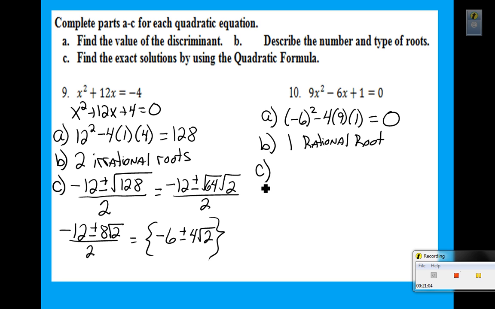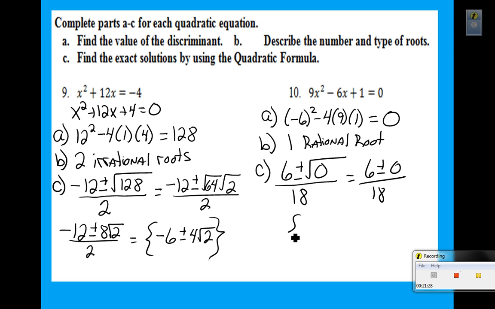So on part C, I'm going to do the quadratic formula. So I'm going to go the opposite of b, 6, plus or minus the square root of b squared minus 4ac, but it's 0, all over 2 times your a value, which is 18. This becomes 6 plus or minus 0 over 18. Well, my only answer, 6 over 18, which is 1/3. I'm going to do number 11, and then I'm going to call it good for the day, guys.